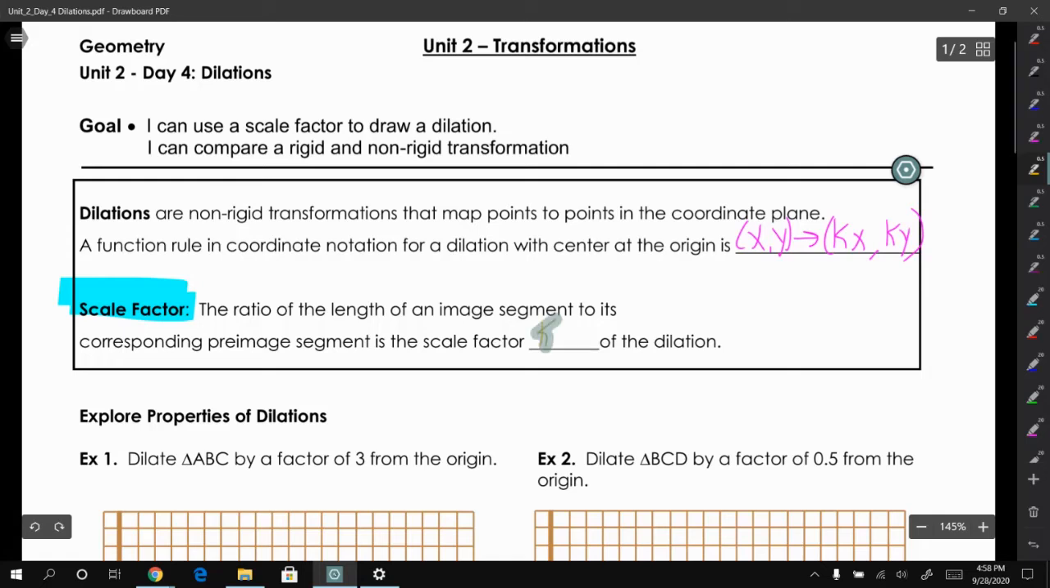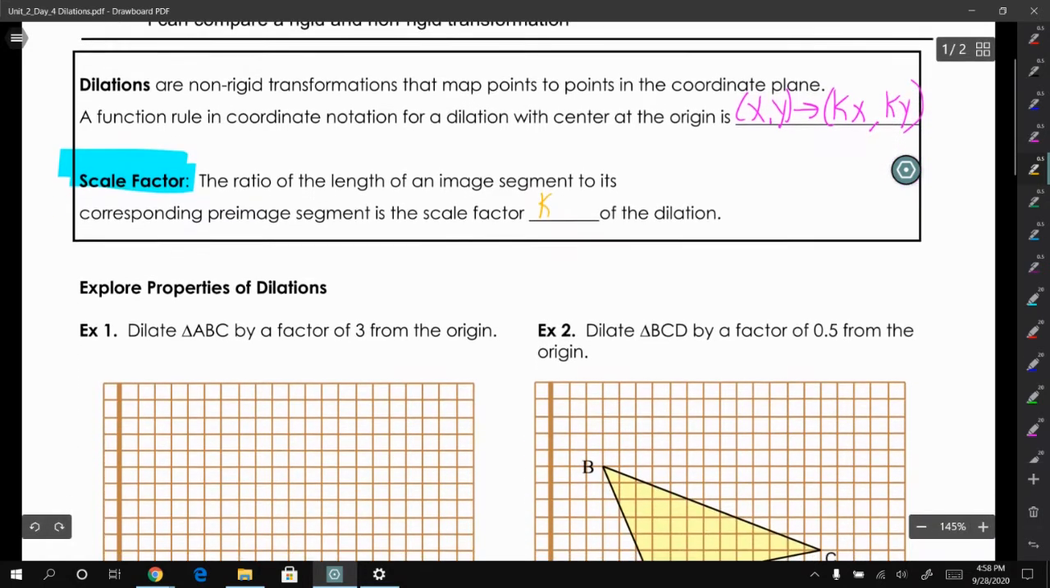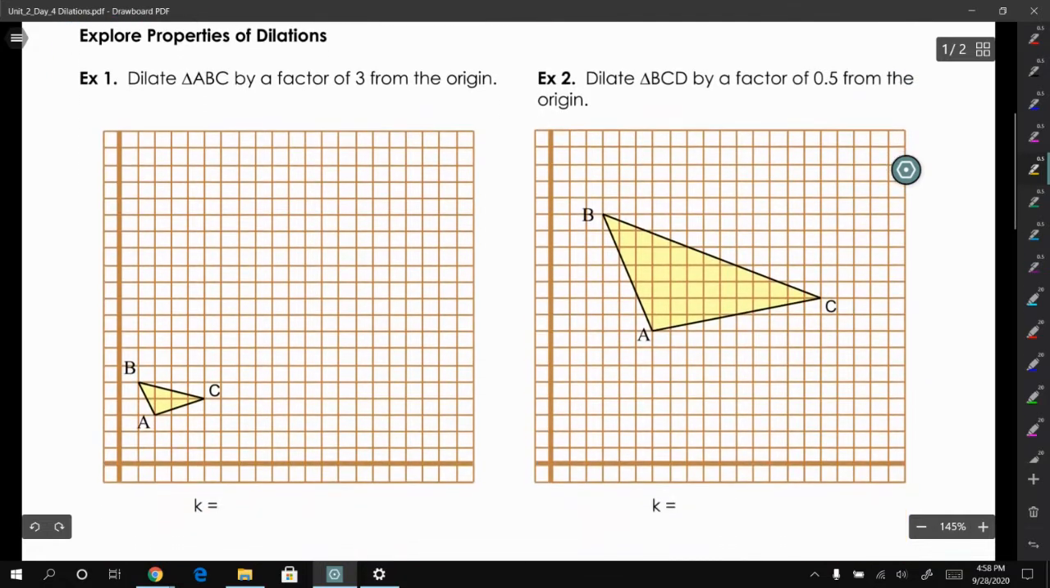K is your scale factor. That's how large or smaller something becomes, because you could have a dilation where everything gets reduced by half. So the rule for this dilation stuff is not all that complicated. You're multiplying the x and y coordinate by the same k value. So let's look at some examples.